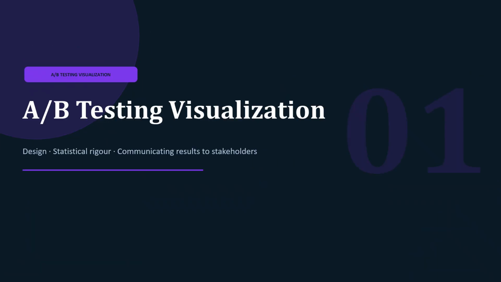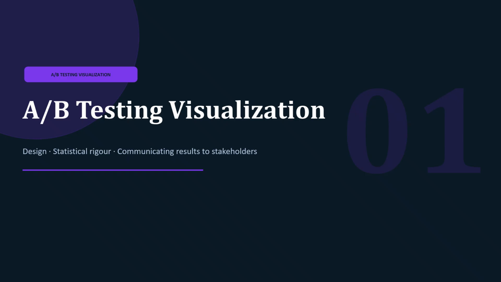A/B testing visualization. A/B testing can also be called split testing or controlled experimentation, which is the gold standard for causal inference in product and marketing analytics. Rather than observing a correlation and hoping, A/B testing gives you controlled evidence that intervention X causes an outcome Y. But the analytical challenge is only half the problem. The other half is communication.